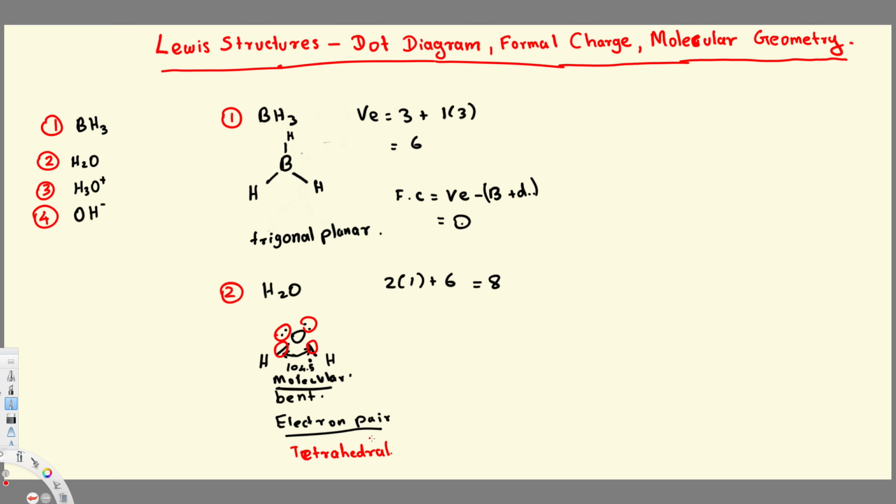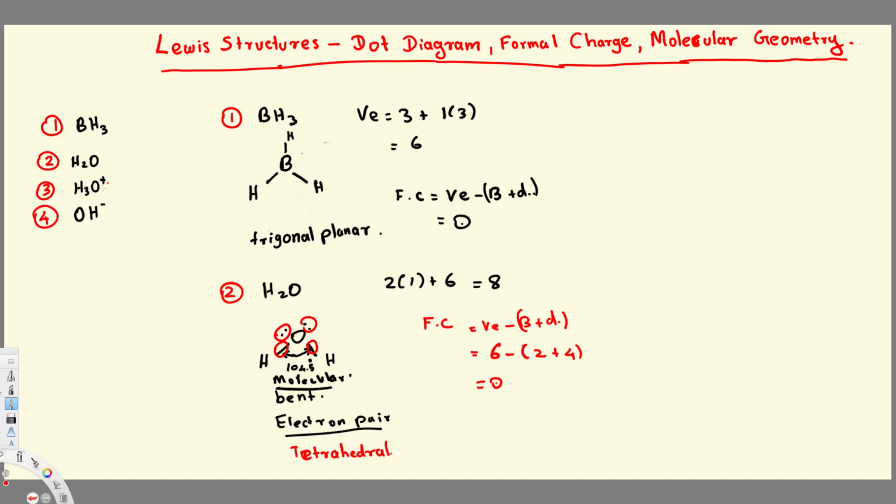So this is the electron pair geometry. And what else do we have to do? We can calculate the formal charge. The charge for the central atom is going to be valence electrons minus bonds plus the dots. So here, what is it? Oxygen has 6 valence electrons, 6 minus 2 bonds plus 4 dots, so that's going to be zero. That's why we don't have any charge right here.